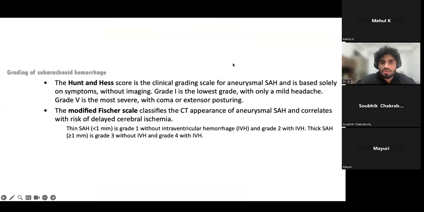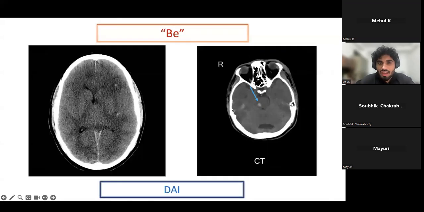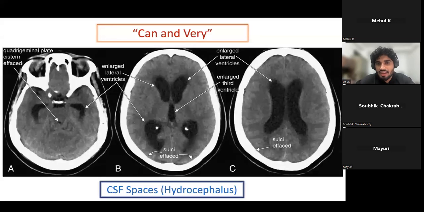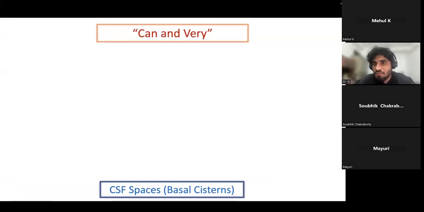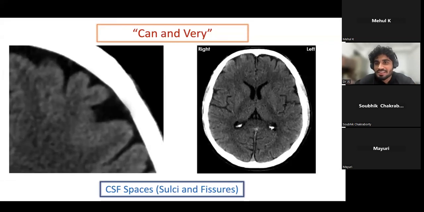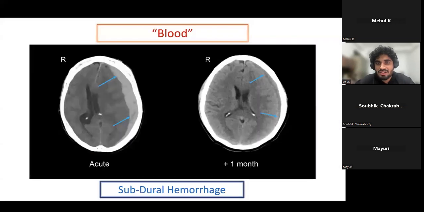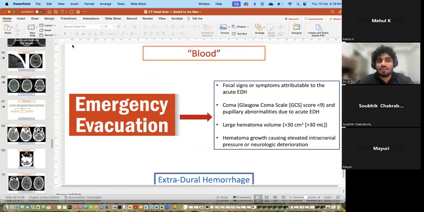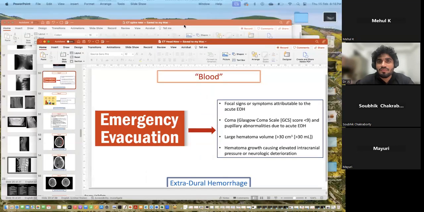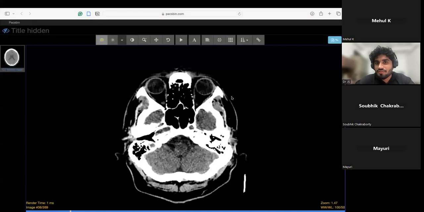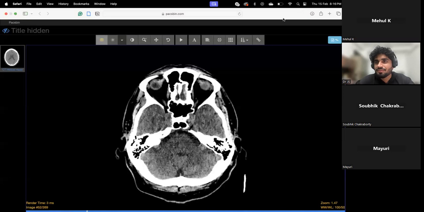Okay, so that's all for today. I've given a mental model, and I hope I've imparted some knowledge. If you have any doubts or any queries, you can ask me. Anyone?